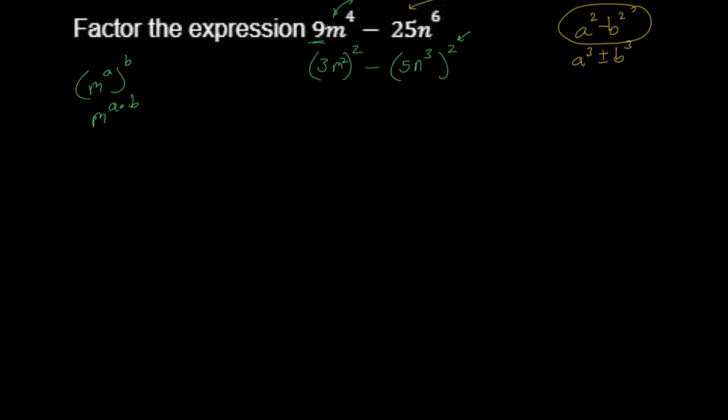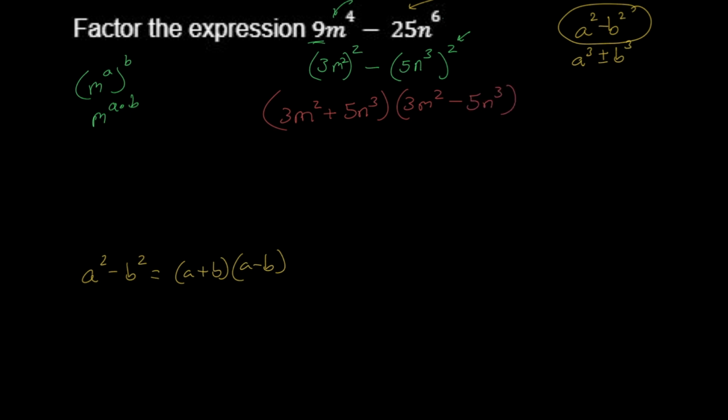So this is indeed a perfect square minus a perfect square. We have rewritten it as such, which means we can apply the identity a squared minus b squared equals a plus b times a minus b. So in our case, the a is our 3m squared, and our b is our 5n cubed. So we'll have 3m squared plus 5n cubed times 3m squared minus 5n cubed. And that would be our answer.